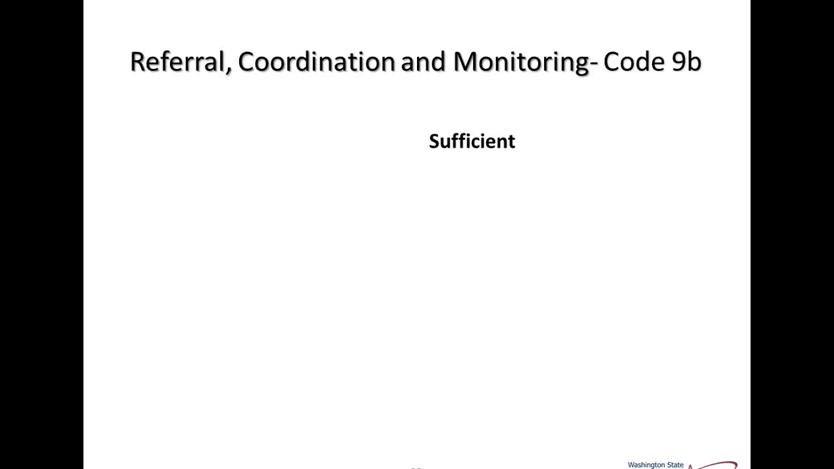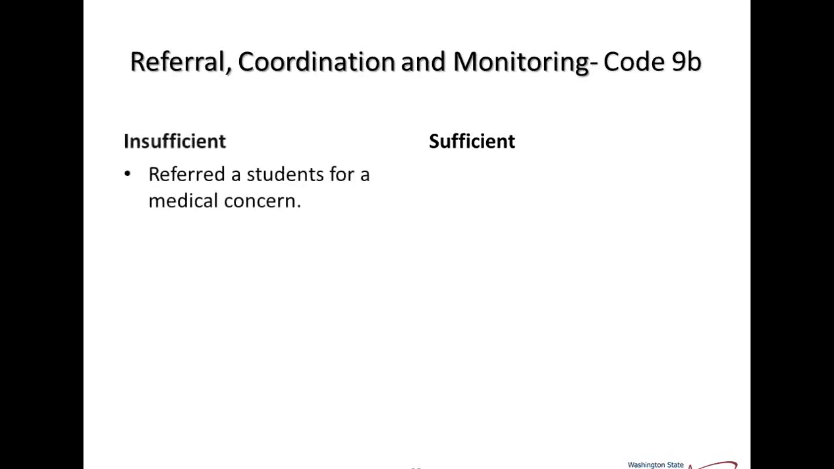Let's look at one more example for Code 9B. Sally sits near the front of the classroom but is unable to read the board. Her parents are notified by her teacher, Mrs. Forrest, and she assists them in making an appointment with Sally's Medicaid provider for an eye exam. Mrs. Forrest gets written permission from Sally's parents before calling the provider. The narrative that was recorded for this activity is referred a student for a medical concern.